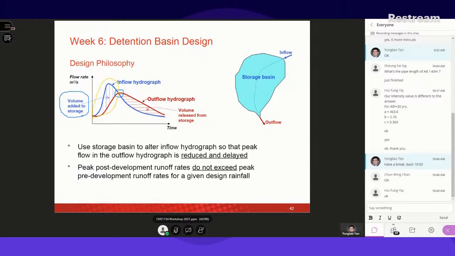The detention basin is used to hold a certain volume of water. Typically, they are designed to hold the water for 24 hours, for a 24-hour rainfall event. Other factors also affect the design, including the rain intensity, the area of catchment, etc. So you need to be careful to understand the meaning of these two hydrographs. One is inflow, one is outflow.